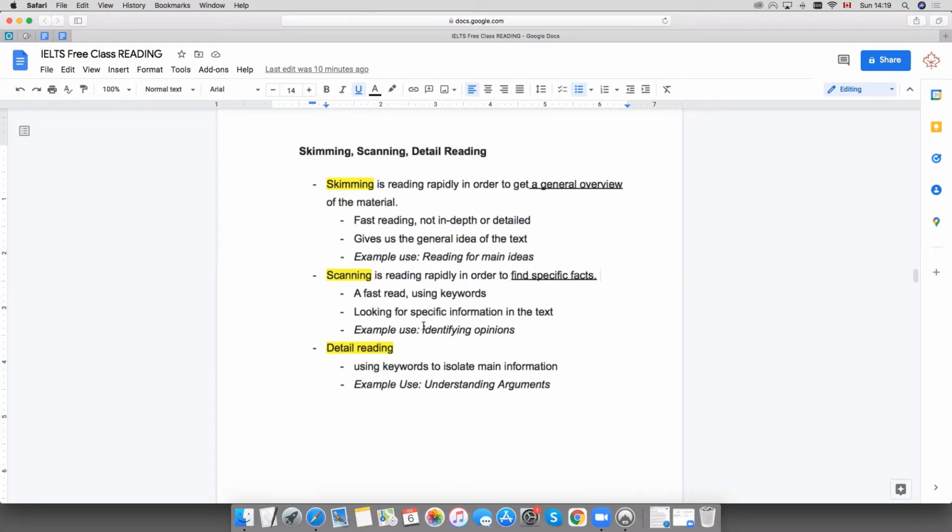But really, in a situation where we're identifying opinions, for example, we choose our keyword, go through very quickly, find that keyword, and then read around it a little bit to see: is this person positive? Are they negative? Do they think this is good? Do they think this is bad?